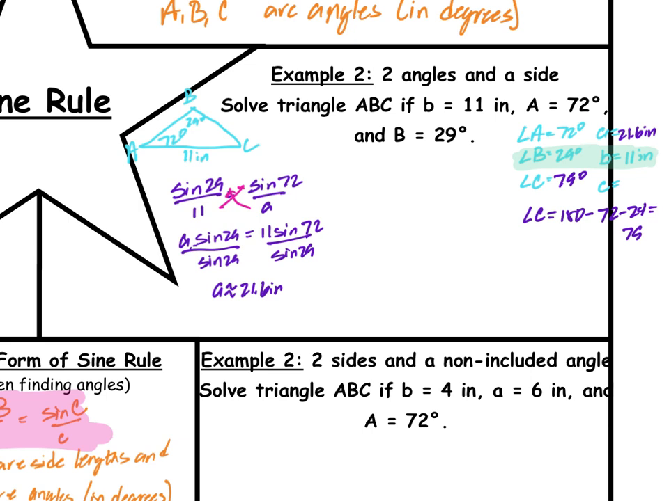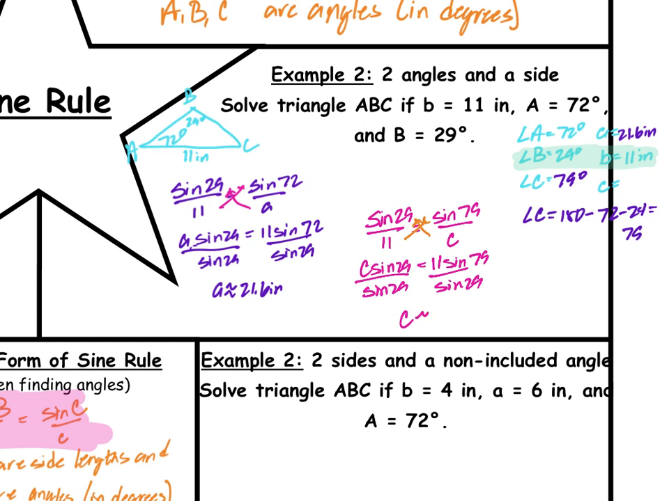I still have my B's. I have to find side C. So I'm still going to use the complete fraction of B's. So I've got sine of 29 over 11, and I want to find C this time. So now I have sine of 79 over side C. Cross multiply. So I've got C sine of 29 equals 11 sine of 79. And I want C by itself, so I'm going to divide by sine of 29.